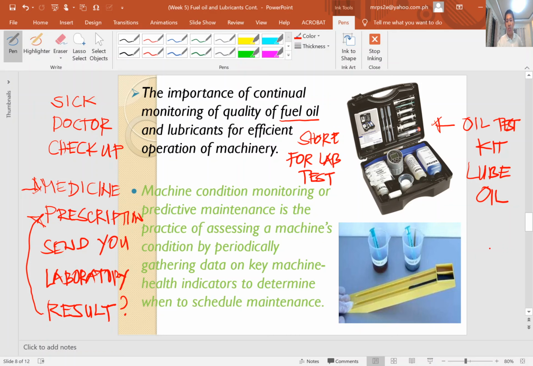Another test is viscosity. For example, you test the viscosity. Supposedly the new oil will travel fast. New oil, this one is new oil.